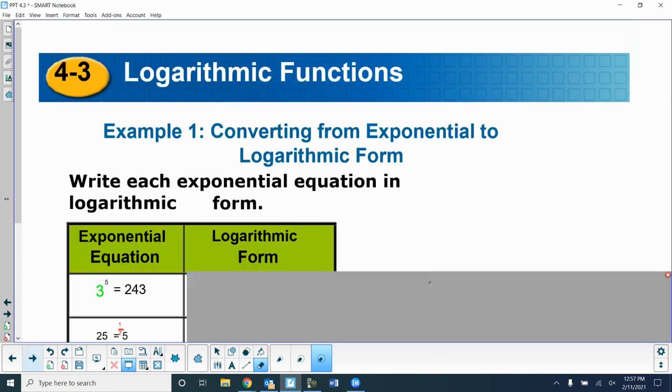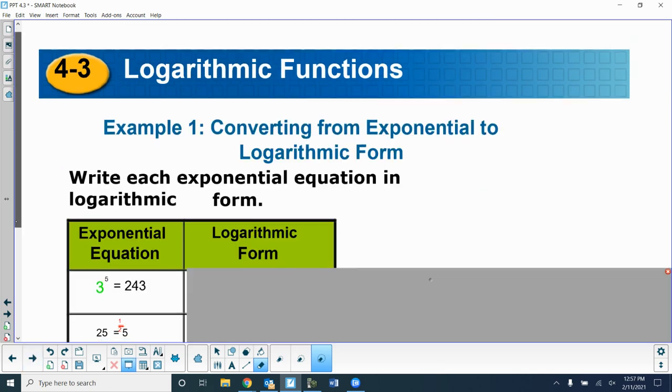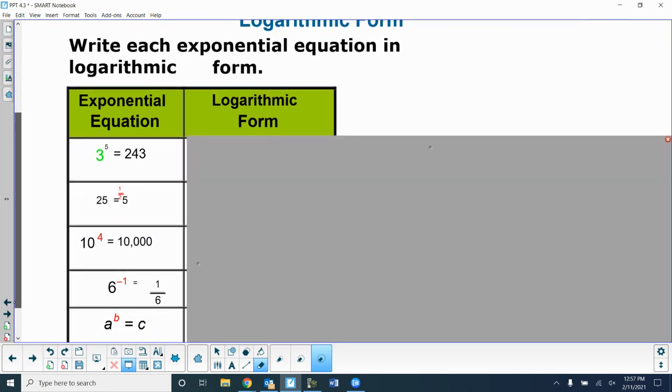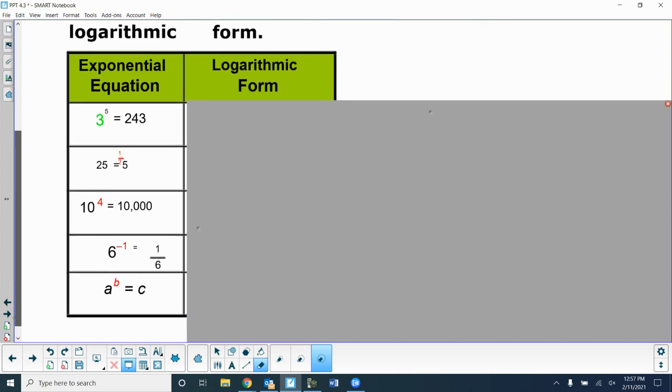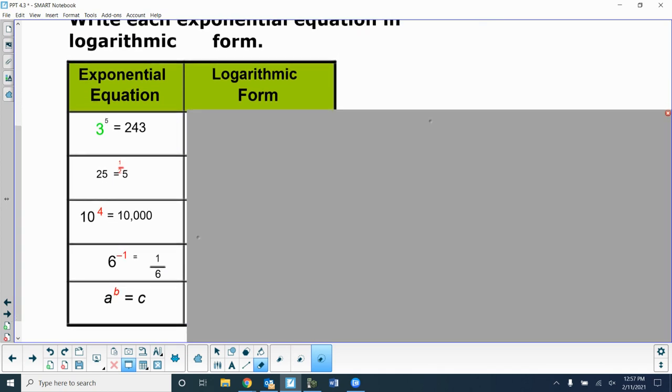All right. So, Chase, 3 to the 5th is 243. Put that in log form for me.